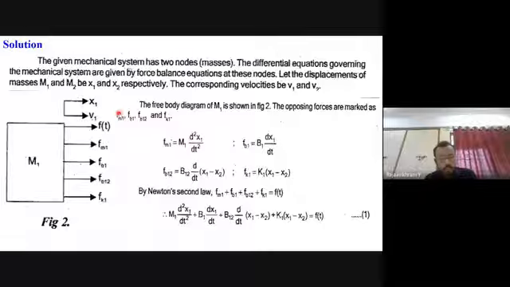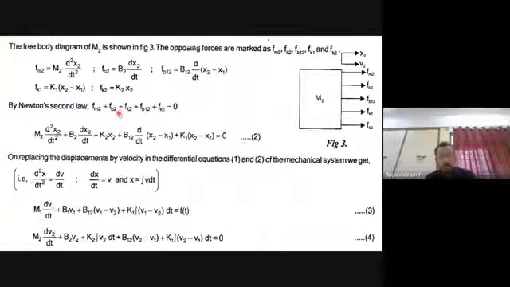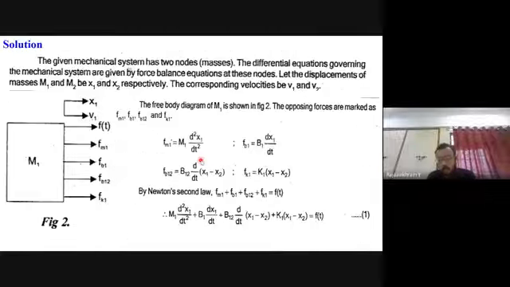So up to this we have finished the M1 free body diagram, and we have noted down what is the applied force, what are the opposing forces. So up to this I hope we finished yesterday. So for M1 and M2, we have drawn the free body diagram and we have derived the differential equation for each applied force and opposing force. Then you framed the two equations, one equation for M1 and one equation for M2.